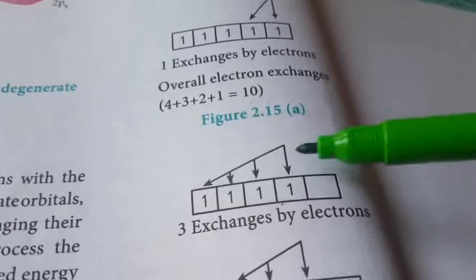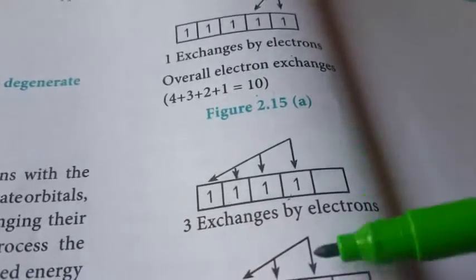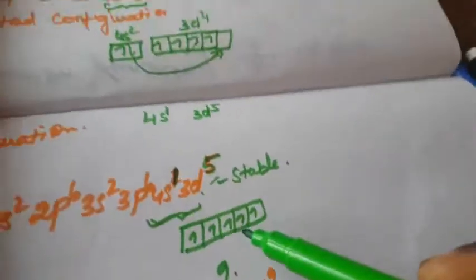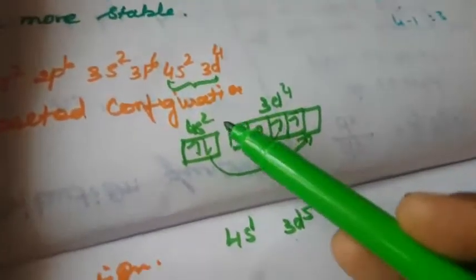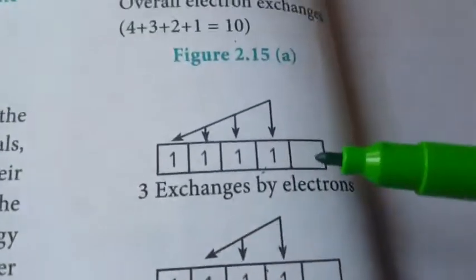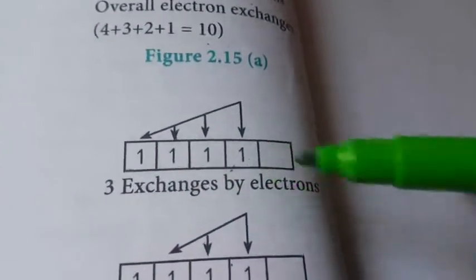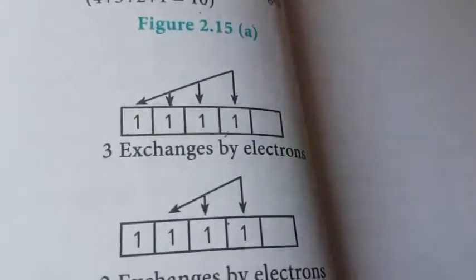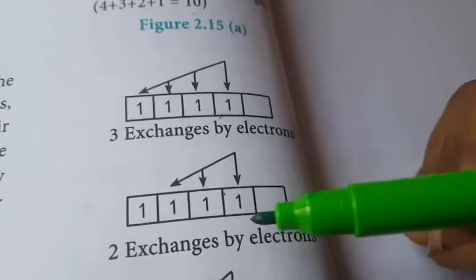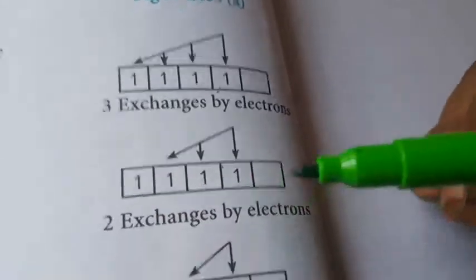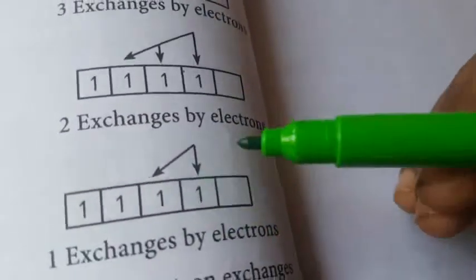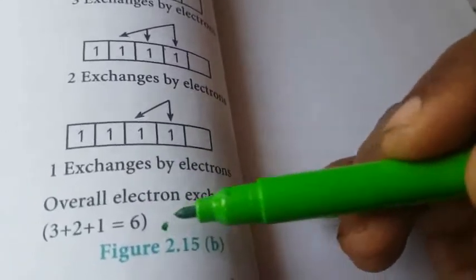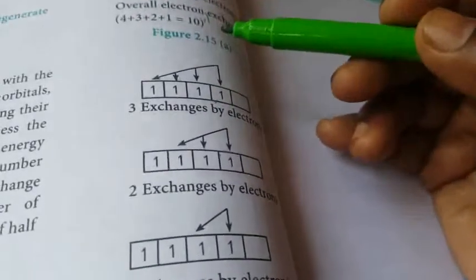So this is another one. The next one is 3d4. Suppose this is after exchanging the energy. So here is 3d4, so 4 electrons. How do we exchange energy? 1 is constant, remaining 3, so that is 3 exchanges. The next is 2 exchanges, then again 1 exchange. Totally how many exchanges? That is 6. Which one is more stable?